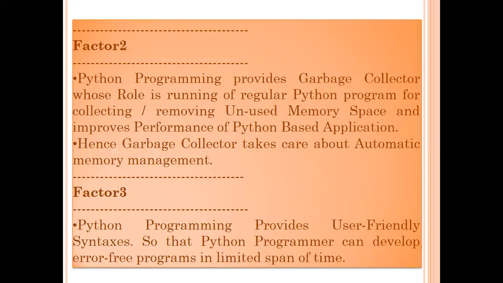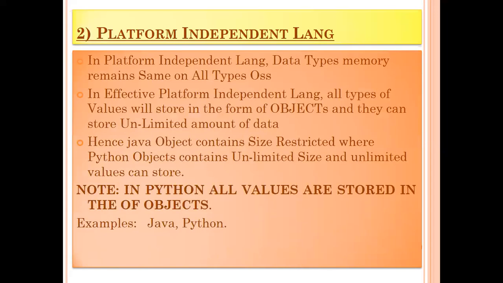After that, we discussed factor 2, its garbage collector. What does the garbage collector do? It removes the unused memory. And the third factor for being a simple language is the user-friendly syntax. Then we discussed how Python is a platform-independent language.